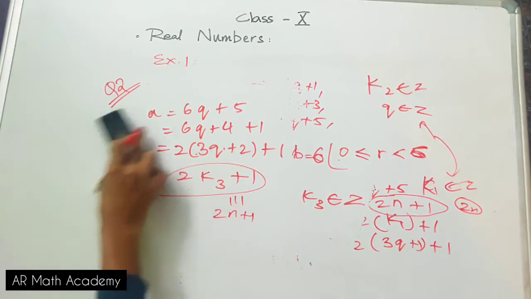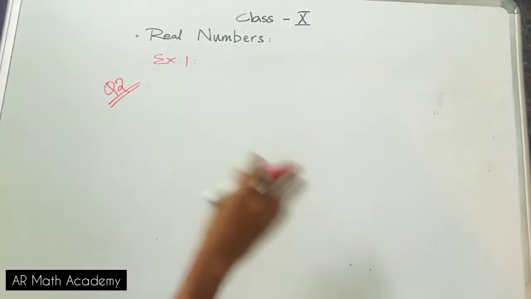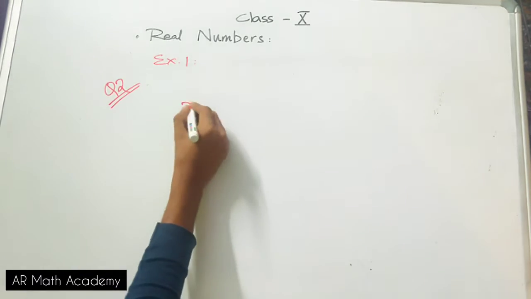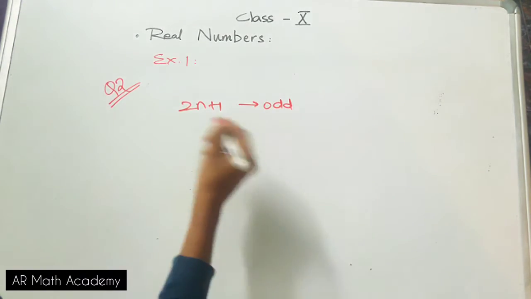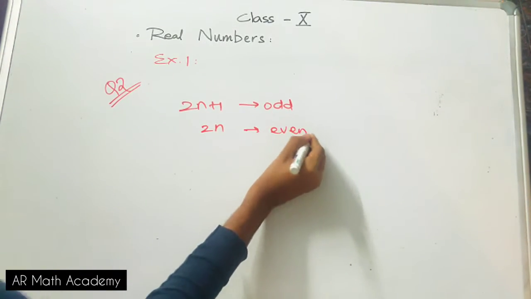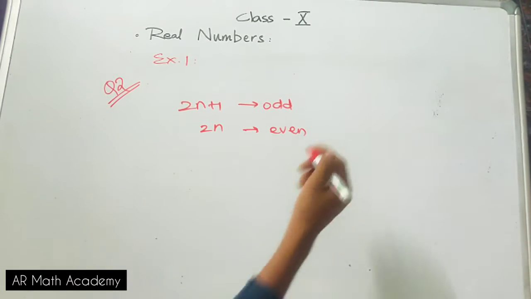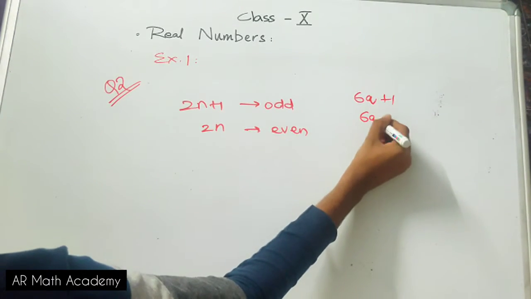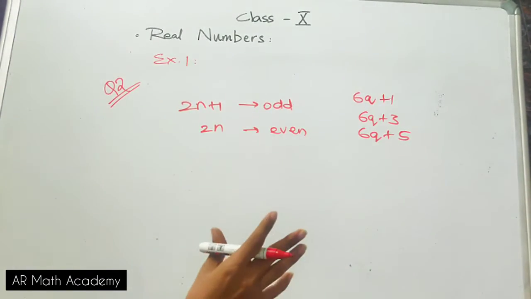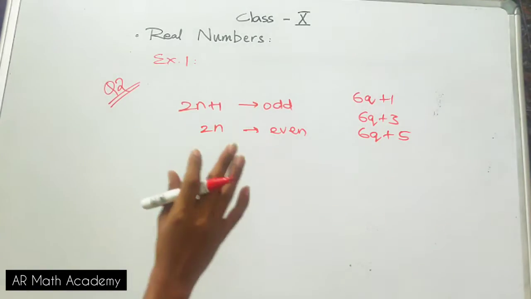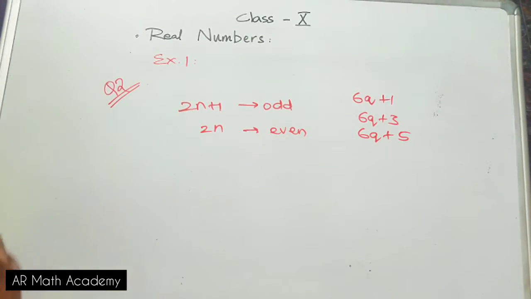So finally we can say that all three expressions, 6q plus 1, 6q plus 3 and 6q plus 5, when simplified are of the form 2n plus 1. 2n plus 1 is the common notation for odd integers, and 2n is the form of even integers. So when it is of the form of odd integers, they obviously have to be odd numbers, right? Any number substituted for q in 6q plus 1, 6q plus 3 as well as 6q plus 5 will give an odd number. So we can conclude that any odd integer can be represented in the form 6q plus 1, 6q plus 3 or 6q plus 5. That is how we solve this problem.